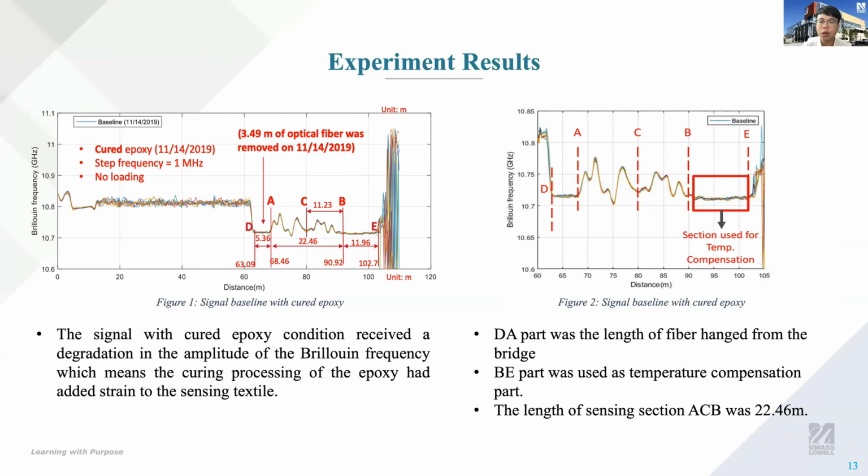As shown in Figure 1, the section ACB is the sensing section, and point C was the U-turn part in the design. In Figure 2, we can see the DA part was the connecting fiber hanging down from the bridge. The BE part was used as the temperature compensation part, since it is not fixed in the epoxy and is free from pre-strain. The sensing section was ACB and the length was 22.46 meters.